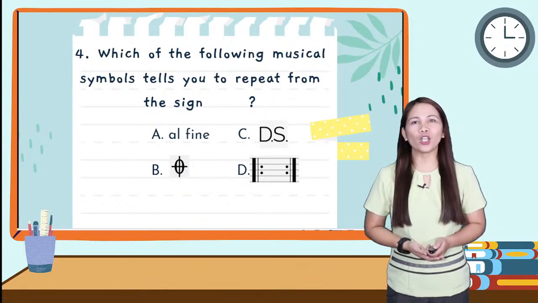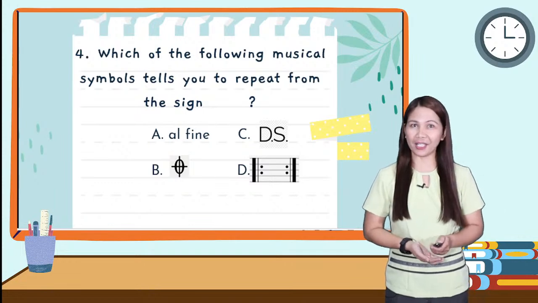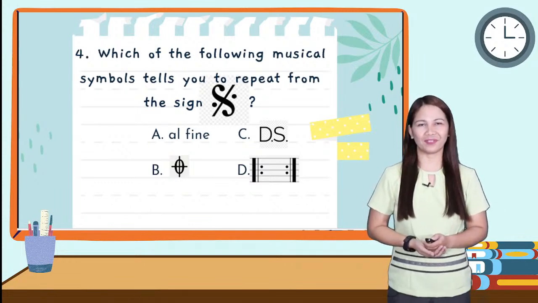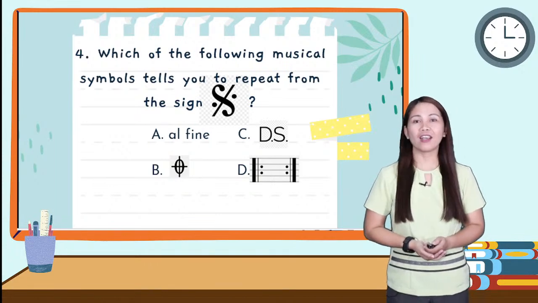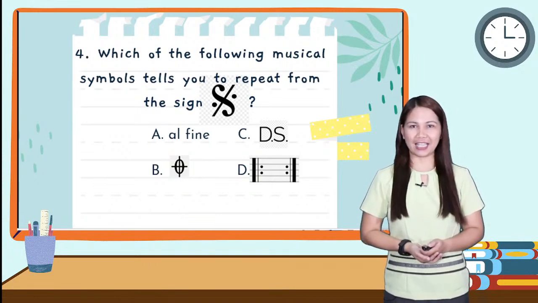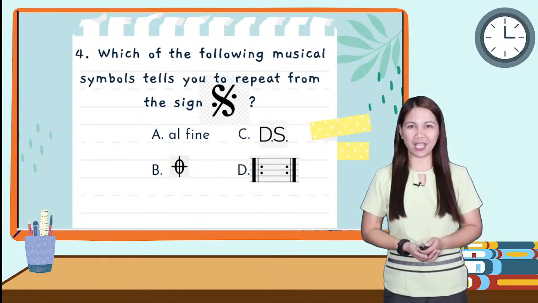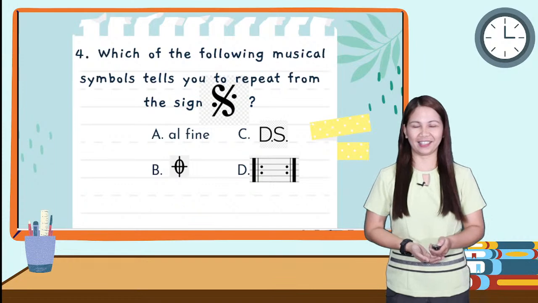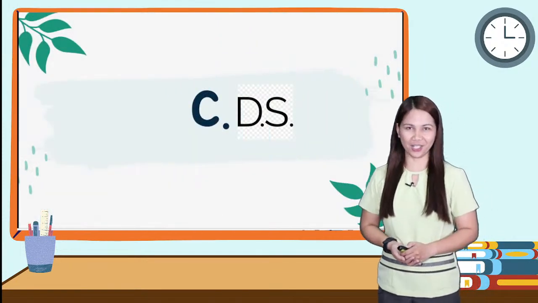Which of the following musical symbols tells you to repeat the sign? Is it A. Al fine. B. Coda. C. Dal segno. And D. Repeat bars. And the correct answer is letter C, Dal segno.